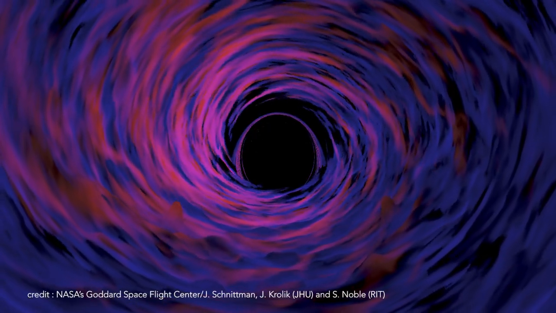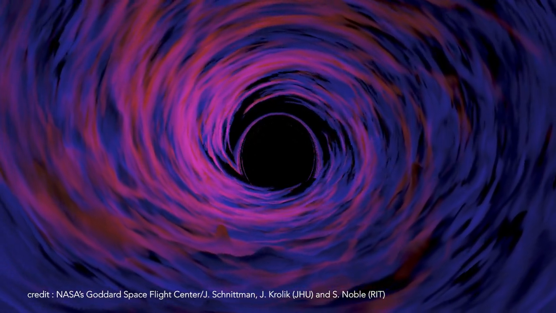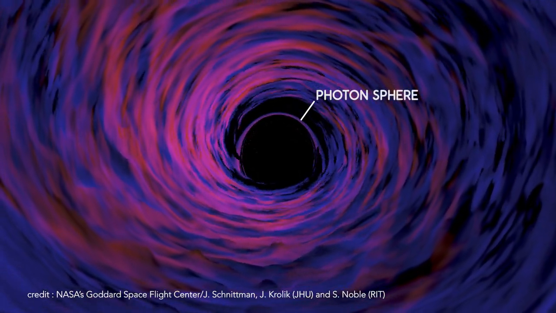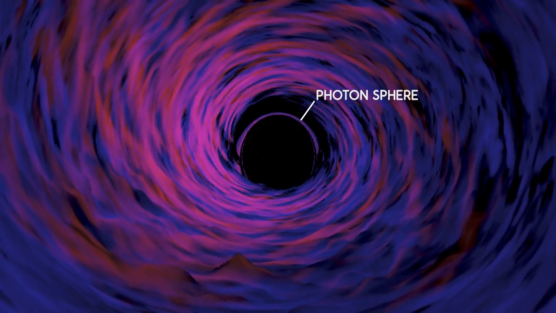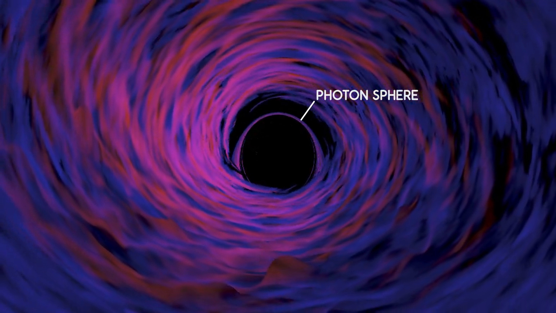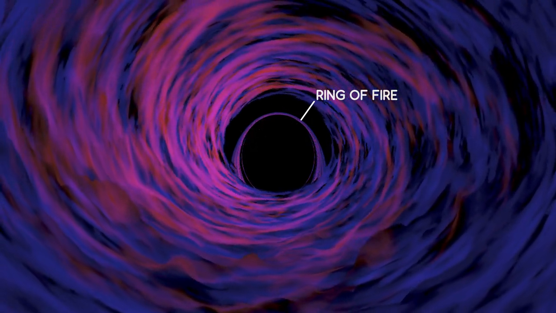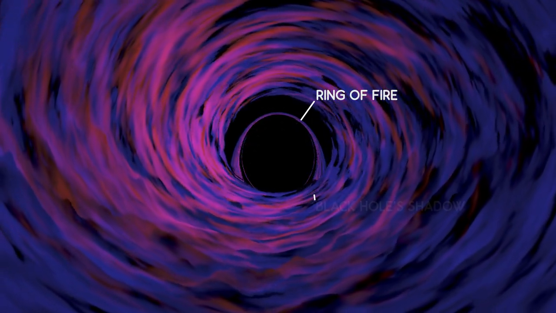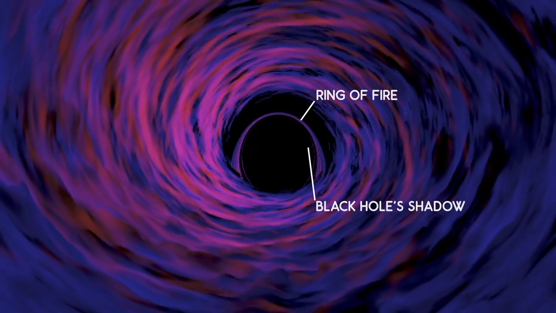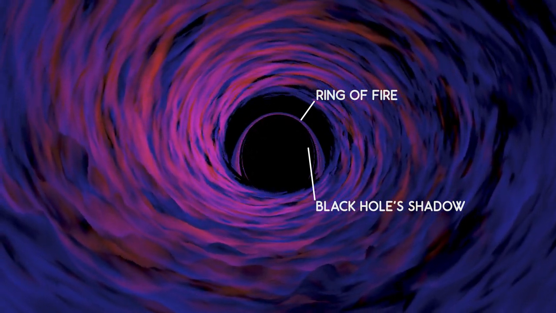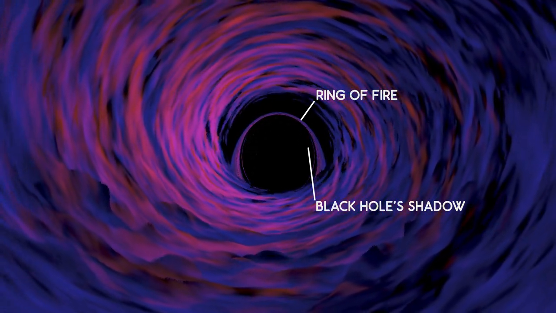Recall the black hole's innermost circular orbit for photons, or photon sphere. Photons within the photon sphere travel in spherical orbits, sometimes called the ring of fire. Within the ring of fire, there is a black region called the black hole shadow, a region where light can no longer escape to outside observers.